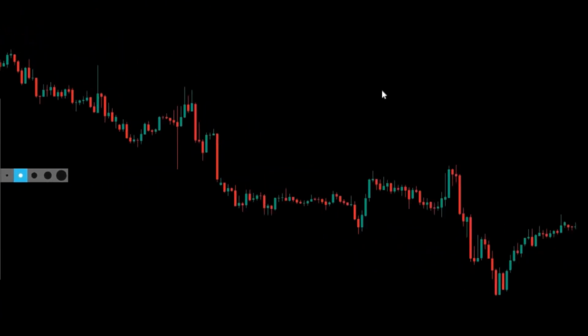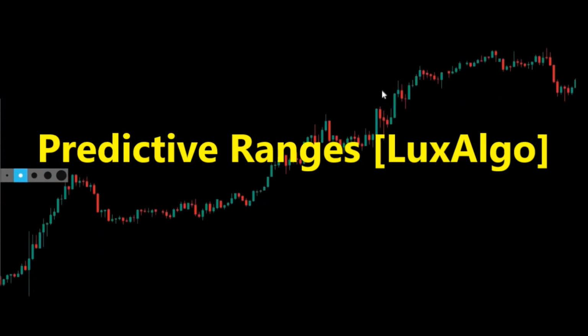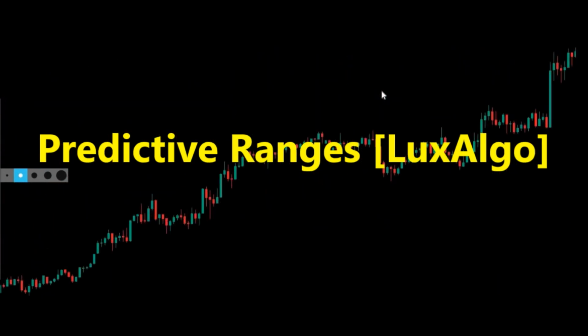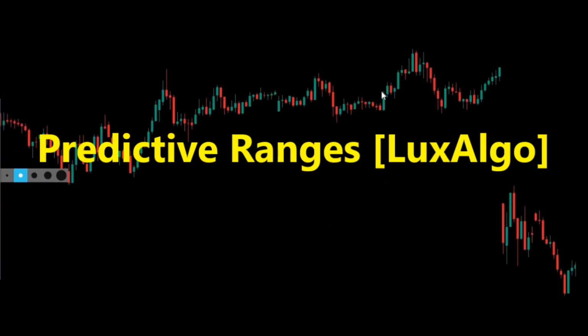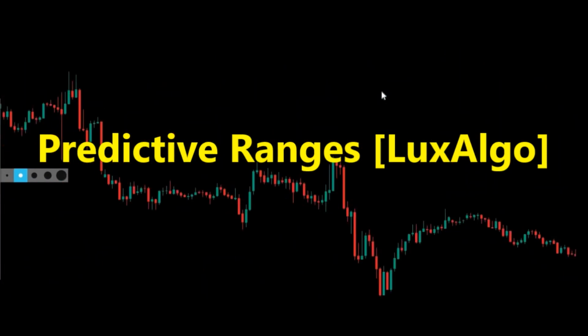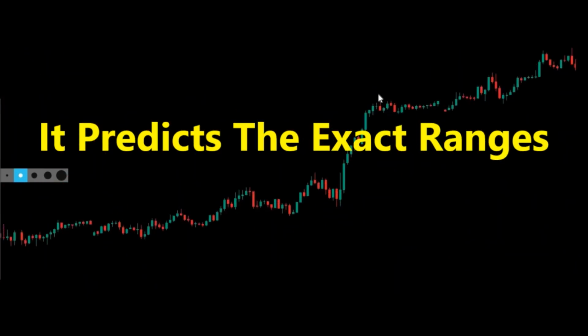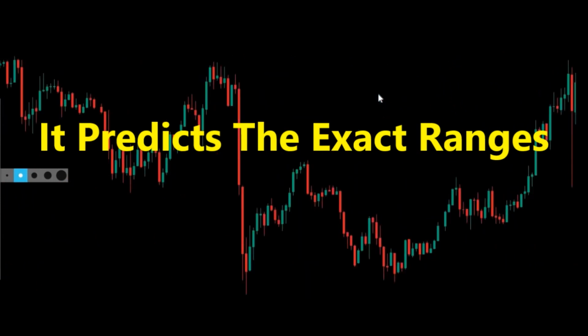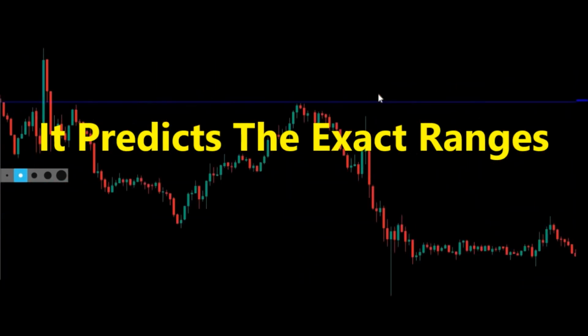I have a very great indicator in TradingView by LuxAlgo, which predicts the exact ranges in the market. And these ranges are very, very effective because they work as our key levels where we are supposed to look at the market from. As well, these ranges can really help us identify the trend direction. So in this video, I just want us to look at this indicator that shows us the exact ranges in Forex trading, crypto, and also stocks.